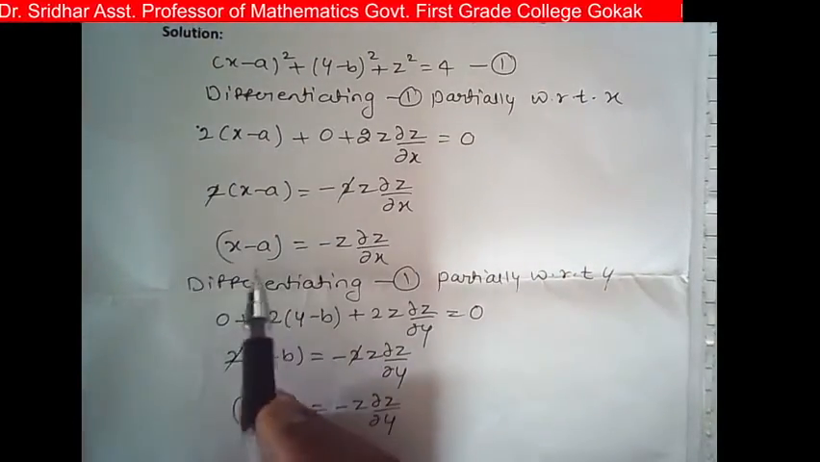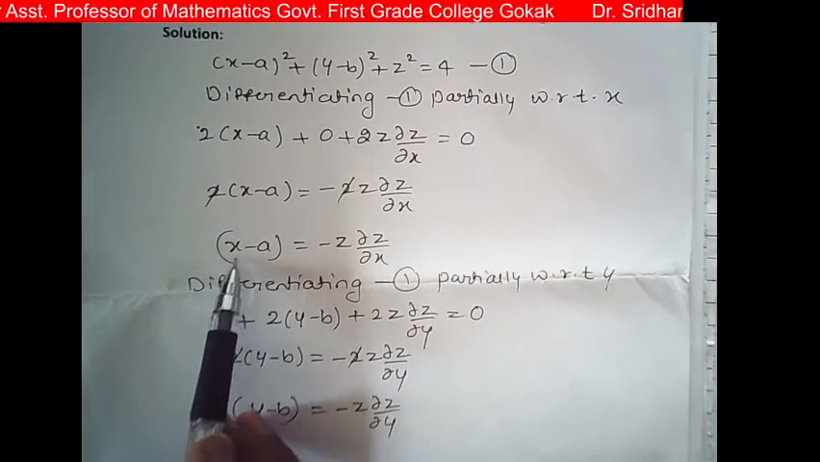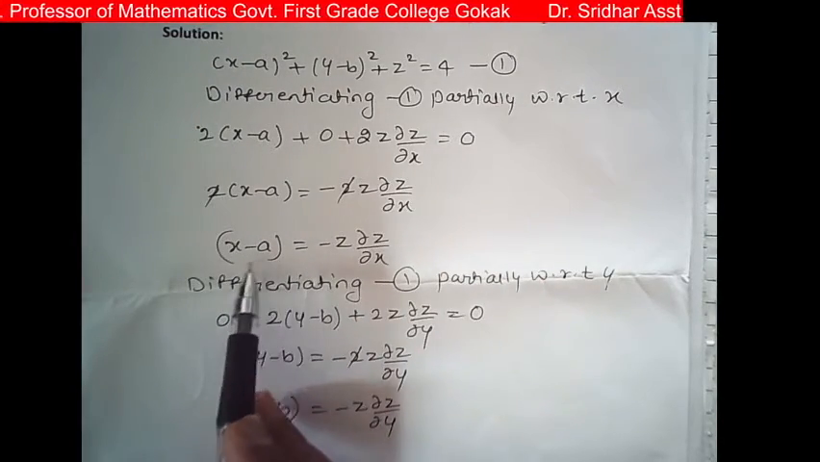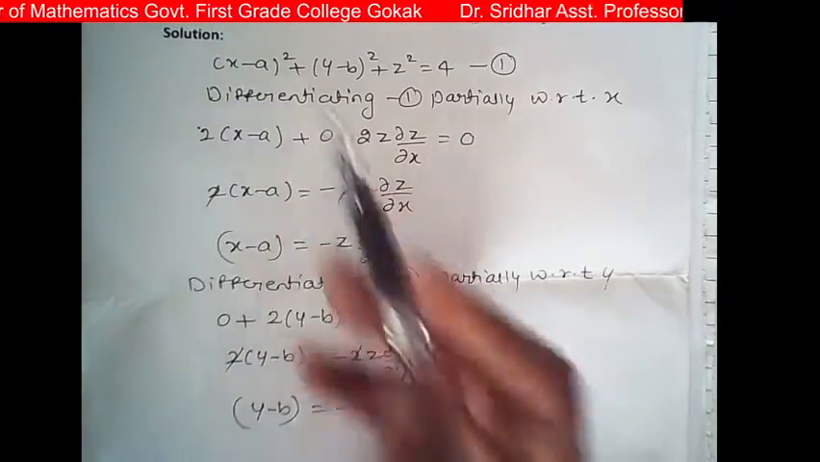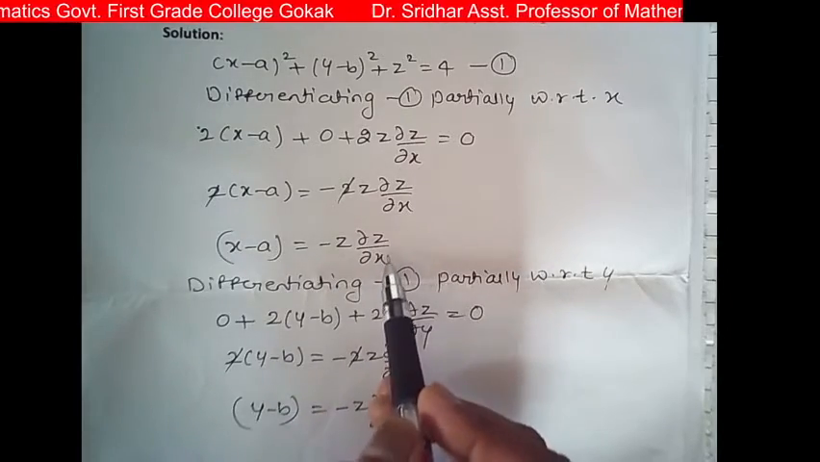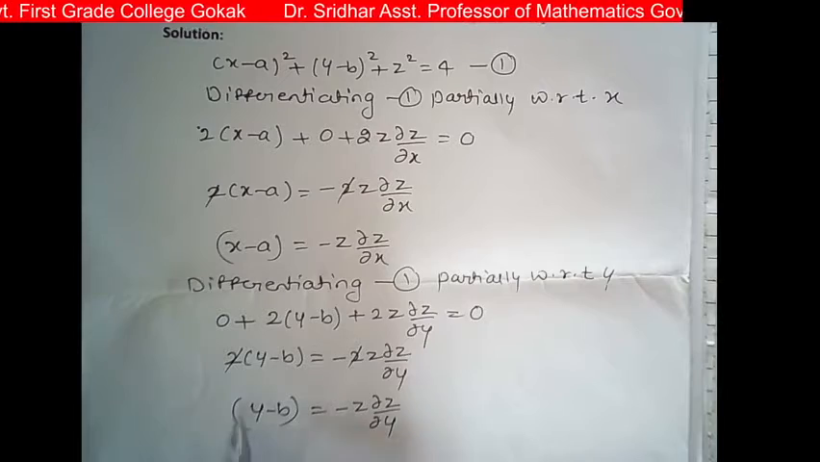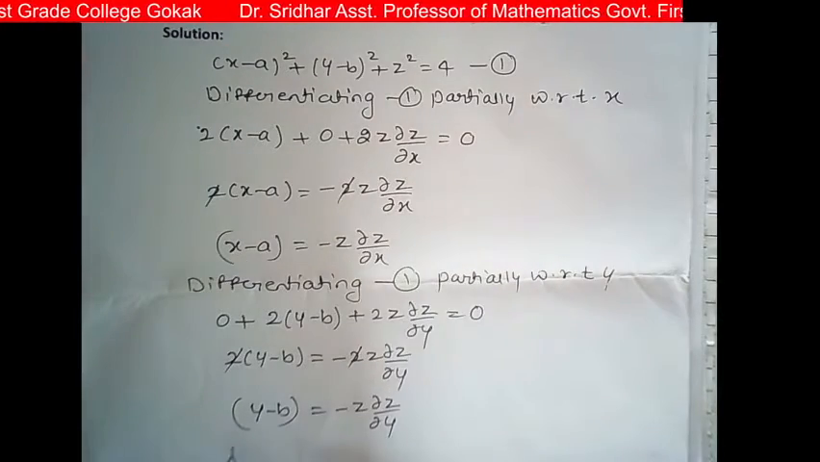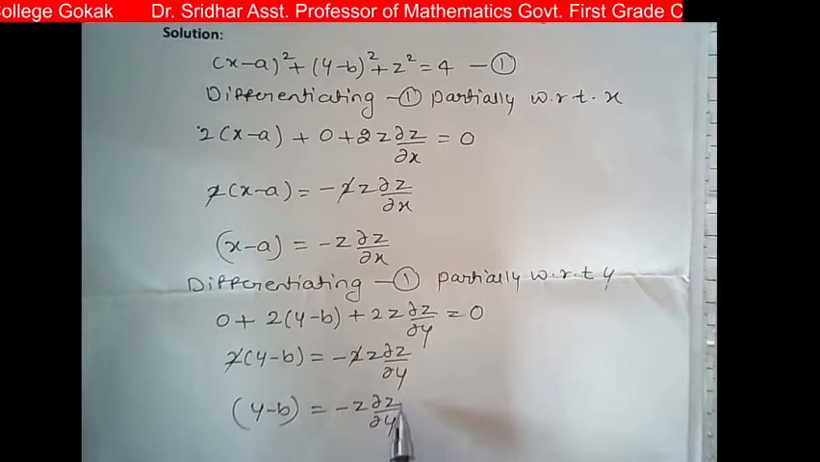So now see here, I have differentiated partially with respect to x and I obtained the value of x minus a, and this x minus a is in the given equation. So I substitute x minus a as minus z into dou z by dou x in this equation. Similarly, I have differentiated partially with respect to y and I got the value of y minus b, which is minus z into dou z by dou y.